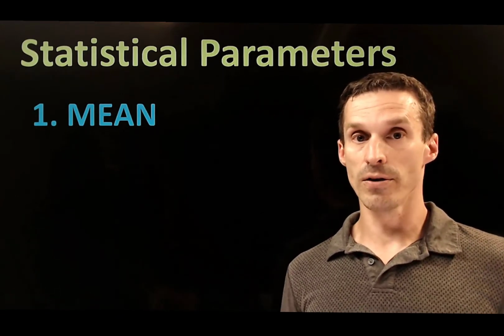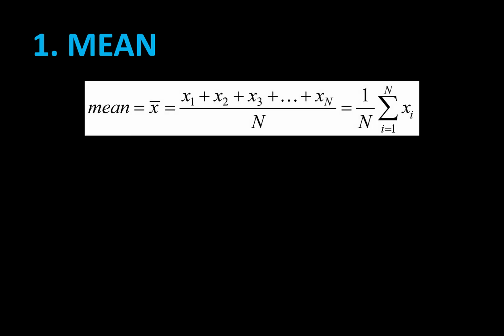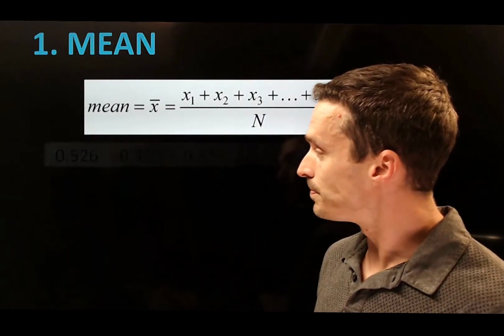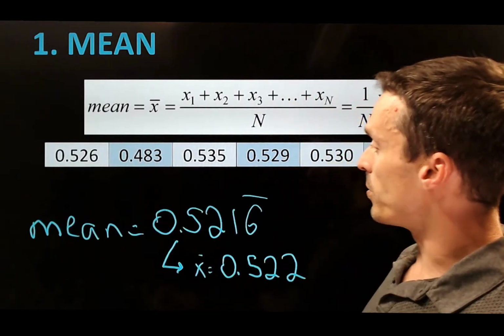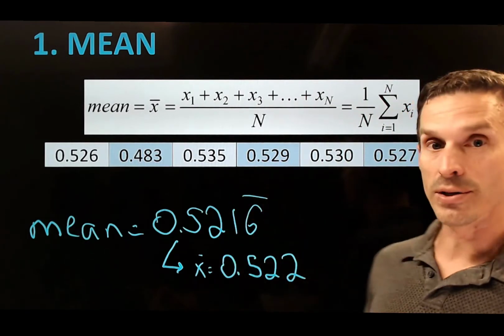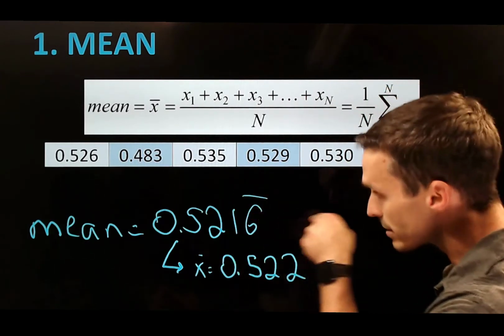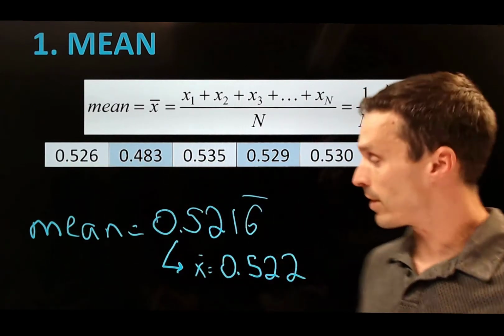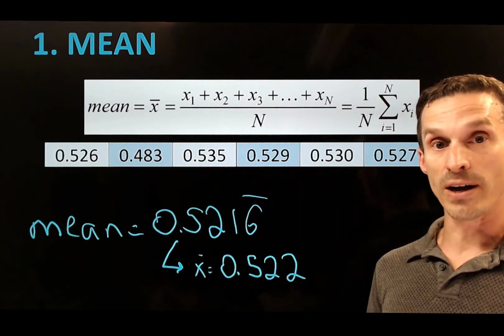The first one I'm sure you're familiar with. We can calculate the mean. The mean is simply to take all the numbers, add them together, and divide by the total number of replicates. Let's look at our data over here. If we calculate the mean, you can see that it's 0.5216. In fact, my calculator would say 0.6666666. But the fact that we're reading things to three significant figures, I'm going to report the answer as 0.522.